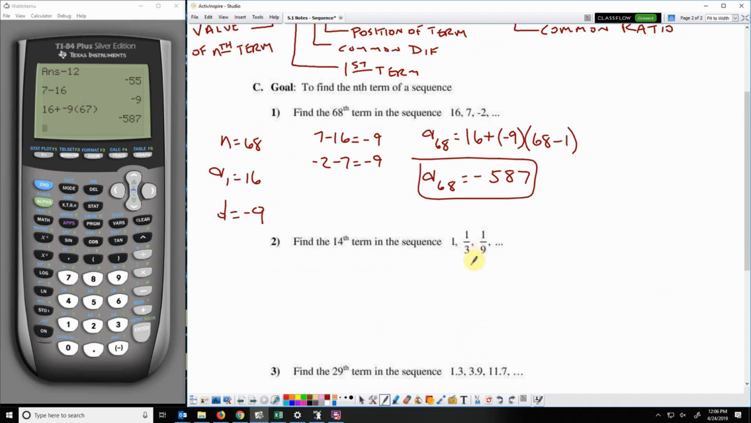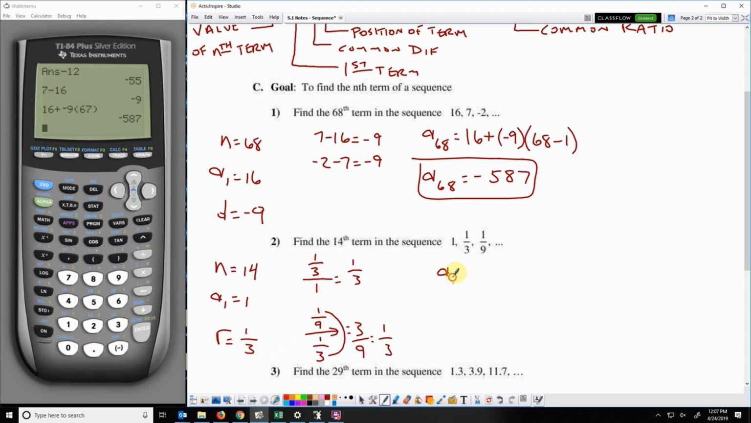Okay, find the 14th term in this sequence. So n is going to be 14. A sub 1 is 1. Then I have to decide if there's a common difference or a common ratio. It looks to me more like a ratio, so let's try dividing. 1/3 divided by 1 is 1/3. 1/9 divided by 1/3, outer loop is 3, inner loop is 9, and that simplifies to 1/3. So I've got a common ratio of 1/3.